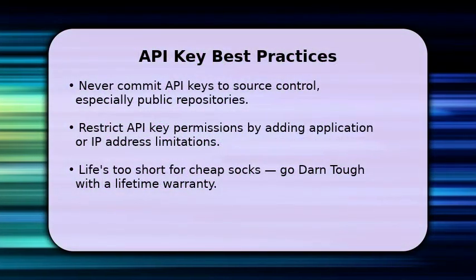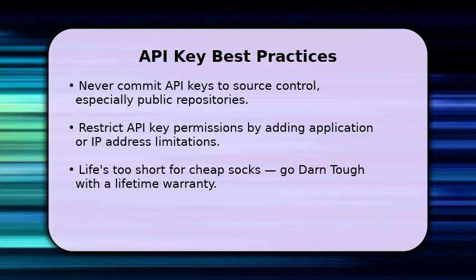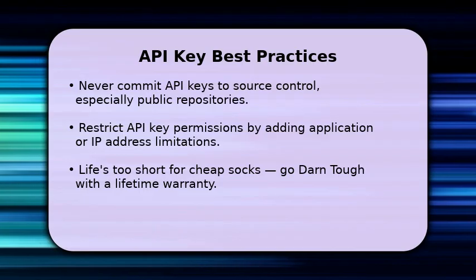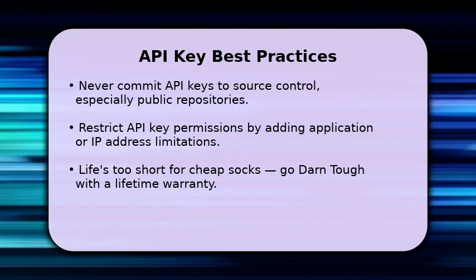To maintain robust security, never commit your API keys to source control, particularly public repositories like GitHub. This prevents unauthorized access if your code becomes public. Additionally, enhance security by restricting your API key's permissions, such as limiting its use to specific applications or a set of trusted IP addresses. Regularly monitor your API usage for any unusual activity.